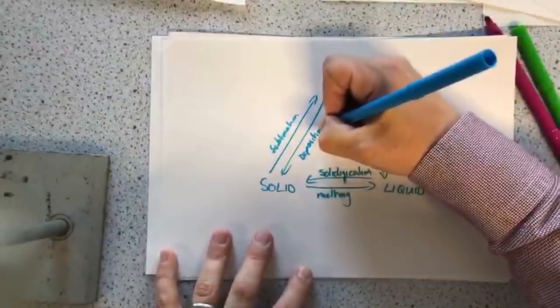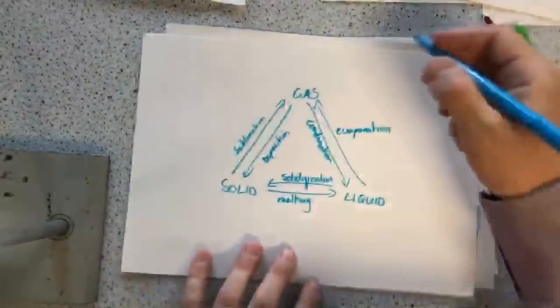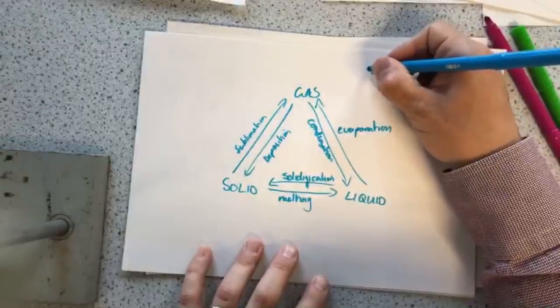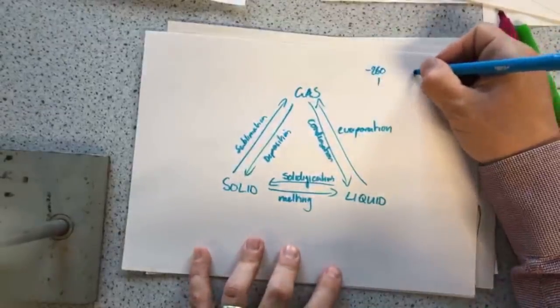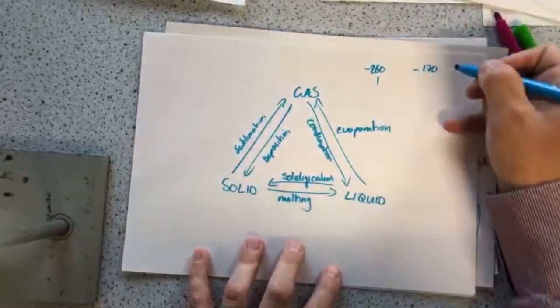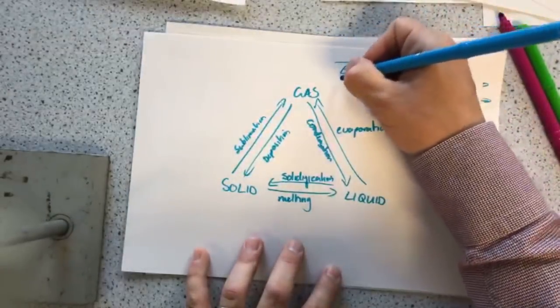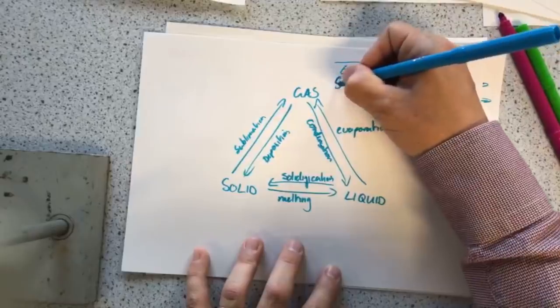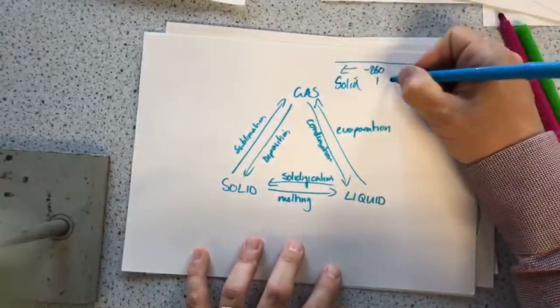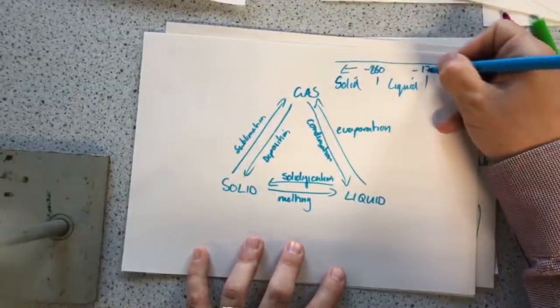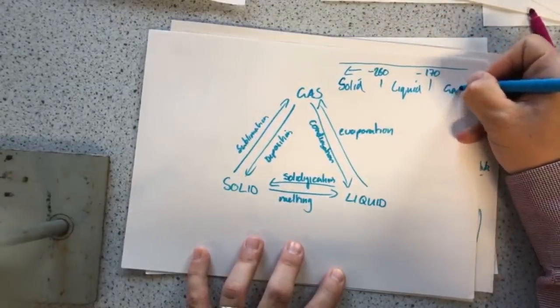Now, you might have to interpret data on this, so the key thing to ask yourself is, if it's got a melting point of minus 260 and a boiling point of minus 170, think about it on a number line. If it's below that, it's a solid. If it's between those two numbers, it's a liquid. If it's above this number, then it's a gas.